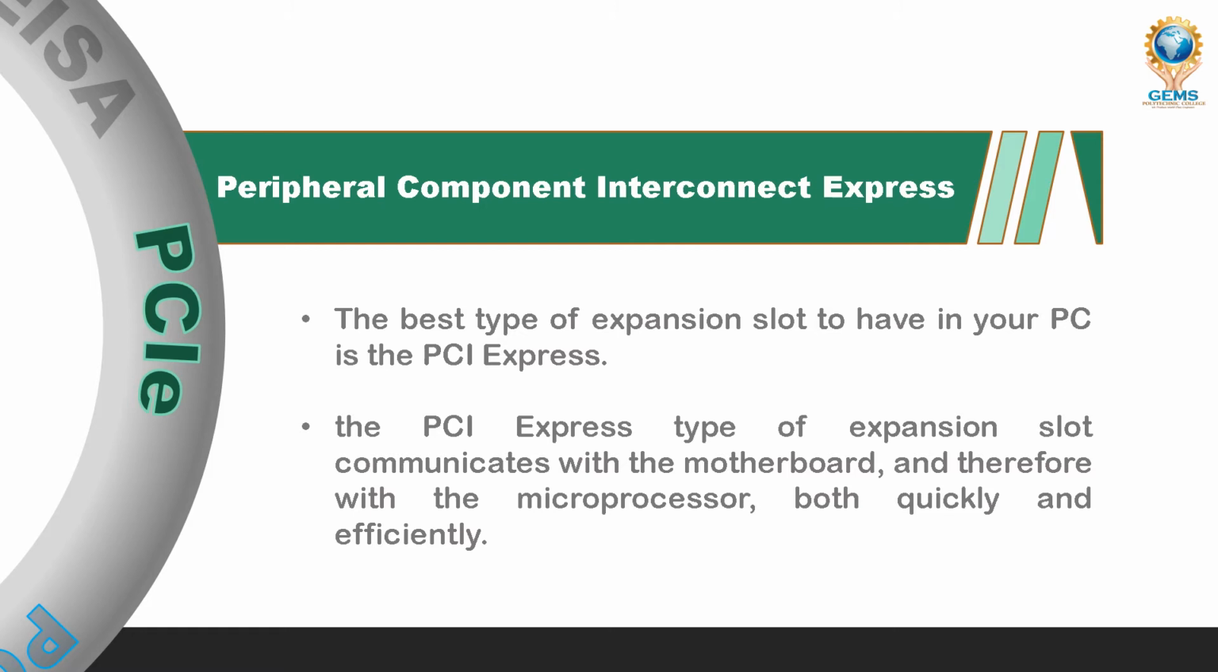PCI Express slot is the best expansion slot that a modern PC comes with, and it also has advanced error reporting, that is AER, and native hot swap functionality. So the PCI Express type of expansion slot communicates with the motherboard and therefore with the microprocessor both quickly and efficiently. Means it will transfer information or communicate with the motherboard and the processor more quickly than the AGP and the PCI slot. And it is defined by its number of lanes.